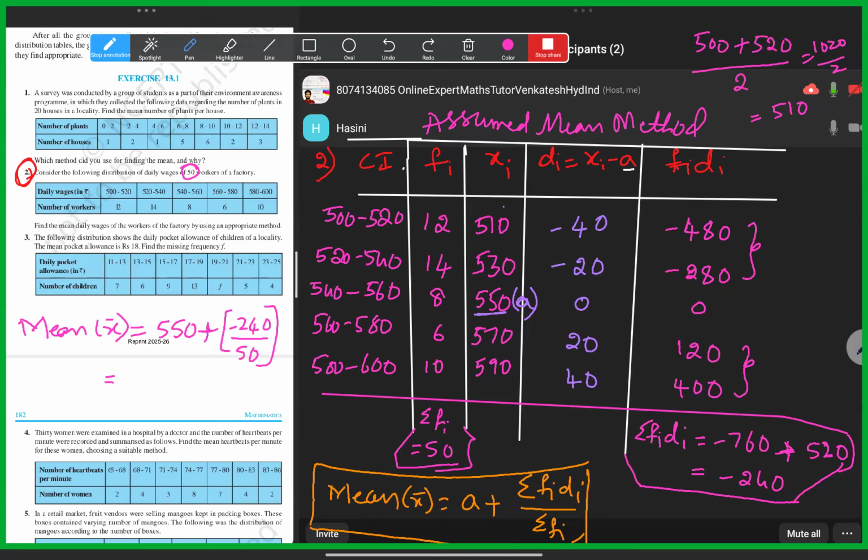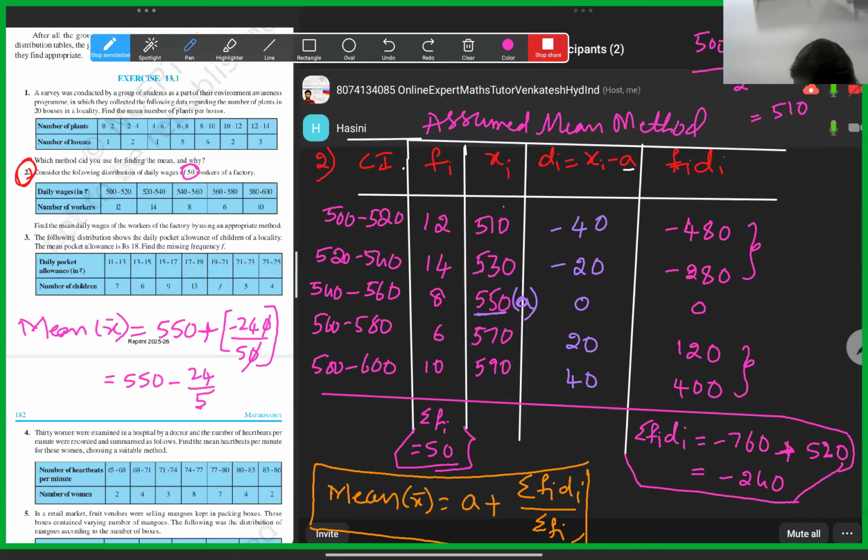So now here, inside this is a separate fraction. I can cut zeros. So now it will become 550 plus of minus, plus of minus is minus. So it will become minus 24 by 5.